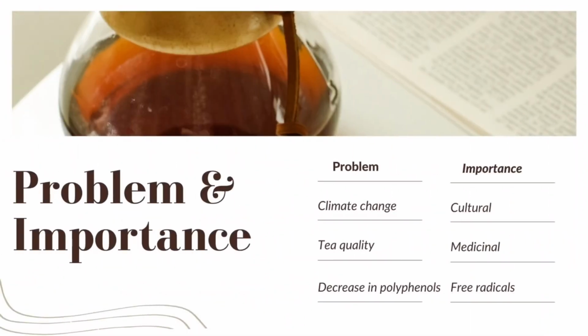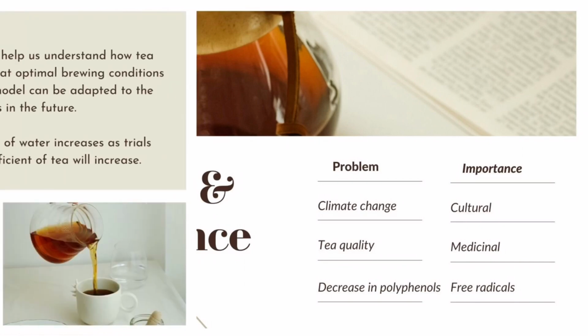Climate change studies have shown that increases in temperature and heavy precipitation decrease tea quality. A decrease in tea quality can be associated with a decrease in polyphenols. The amount of polyphenols in tea varies based on the temperature, type of tea, concentration of tea, and steep time.